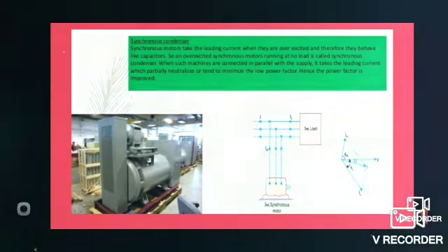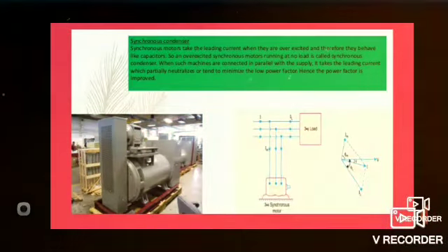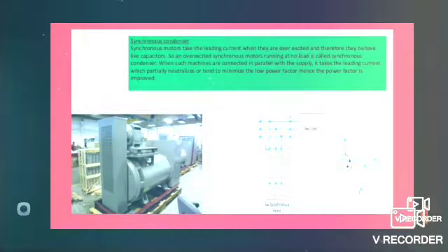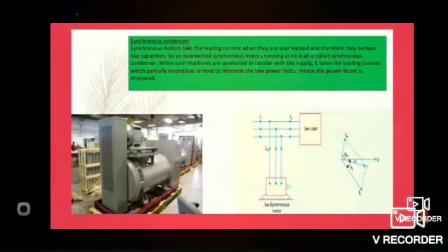When such machines are connected in parallel with the supply, they take the leading current, which partially neutralizes or tends to minimize the low power factor. Hence, the power factor is improved.